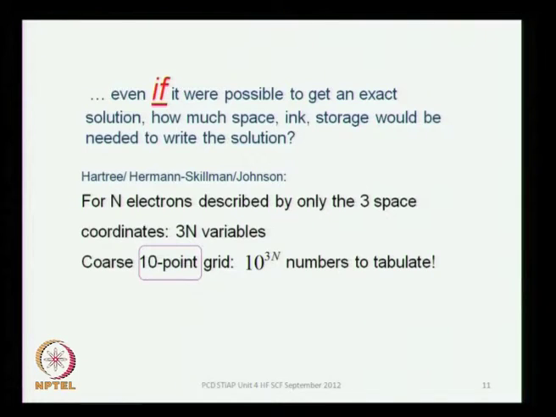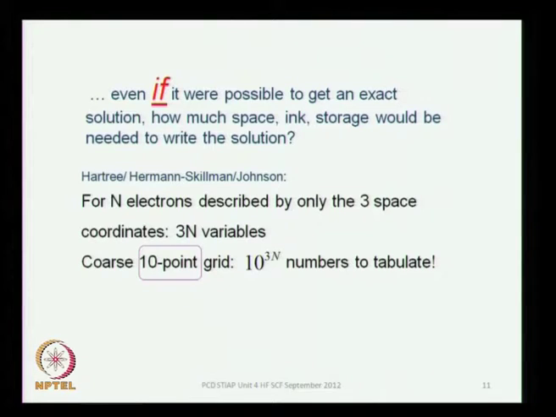Just consider this problem: if you have n electrons and each is described by just 3 parameters, 3 degrees of freedom, then you have 3n variables, which you must specify. You want to specify the electron wave function amplitude over here, then here, and then here, at least at 10 points, if not infinite. A 10-point grid would be a very coarse grid, nobody is going to be satisfied with that, but you will need 10 to the 3n numbers.